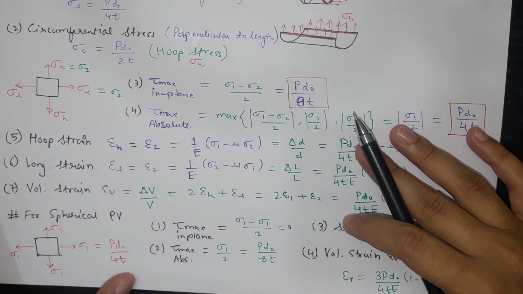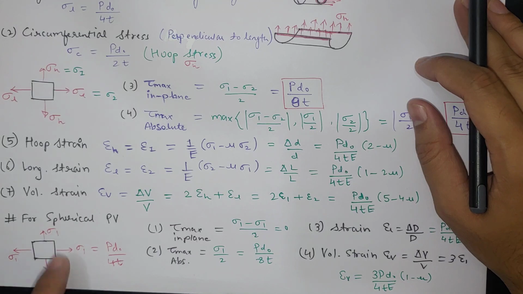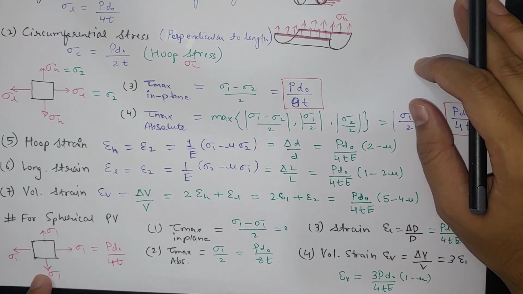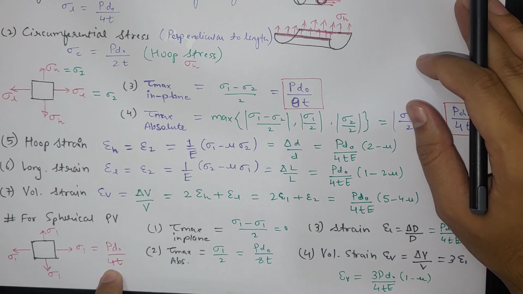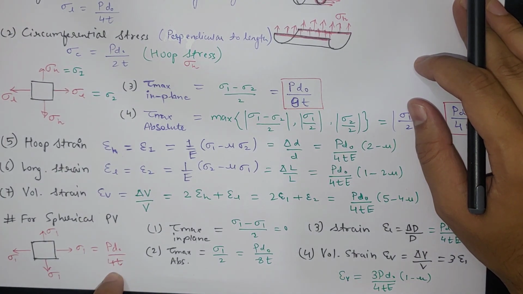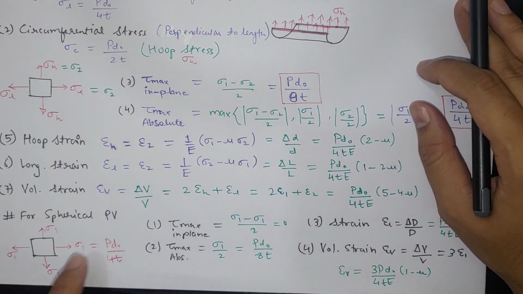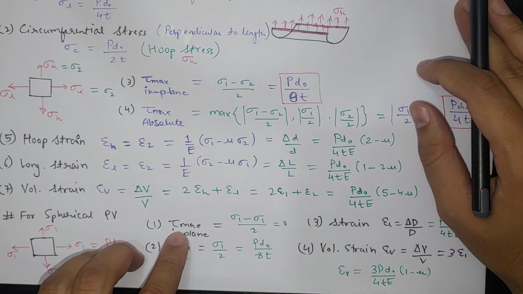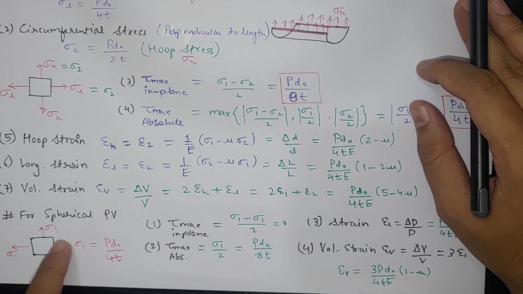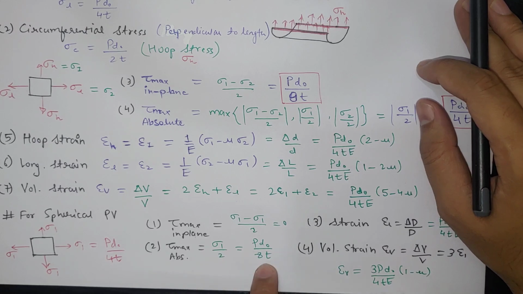Now sometimes they ask about thin pressure vessels which are spherical in shape. Here, for the spherical pressure vessel, all directions are the same, so all directions have hoop stress sigma 1, and that will be equal to P denoted by 4T. Here the hoop stress is P denoted by 2T for the cylinder, and here it is P denoted by 4T. So if we place all these formulas and calculate for a spherical pressure vessel, then tau maximum in-plane will be sigma 1 minus sigma 2 by 2, which will be 0 because both are the same. Tau maximum absolute will be sigma 1 by 2, which is P denoted by 8T.